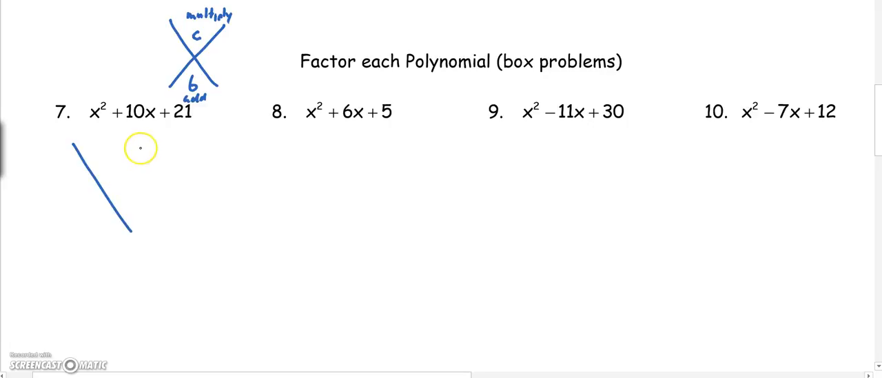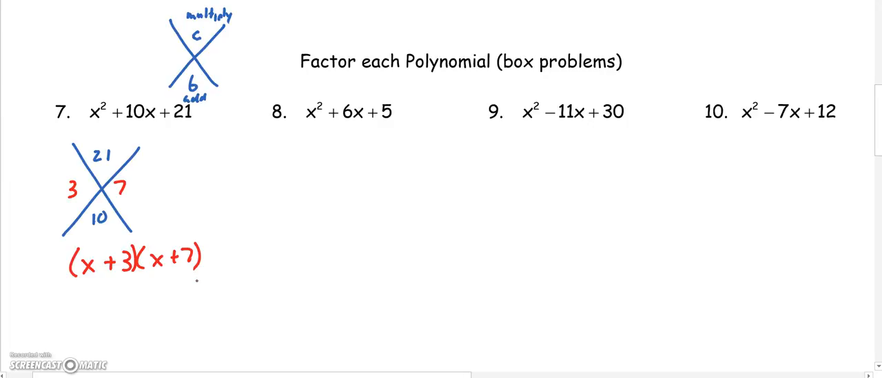So in number 7, I'm looking for two numbers that multiply to 21 and add to 10. So when I think about factors that multiply to 21, I can think of 1 and 21 and 3 and 7. Sorry, 3 and 7. So which of them add up to 10? Well, it's 3 and 7. So I would have x plus 3 and x plus 7. Your variable gets written with each factor.